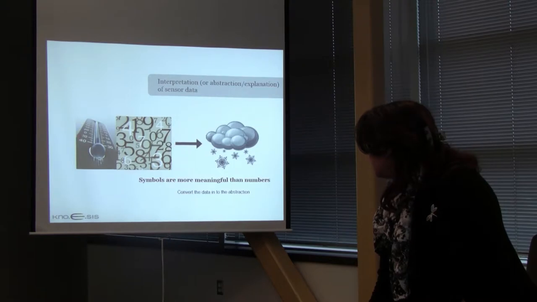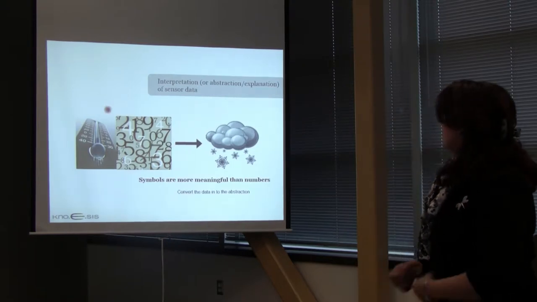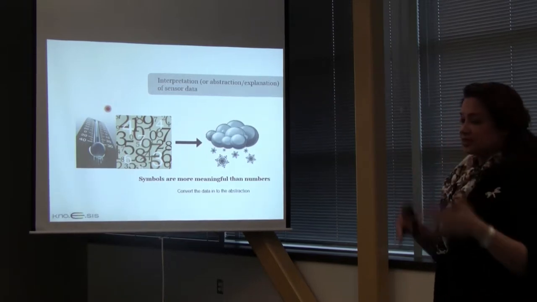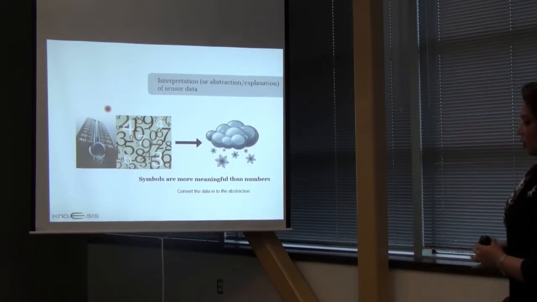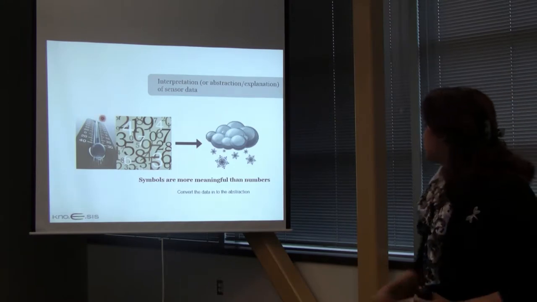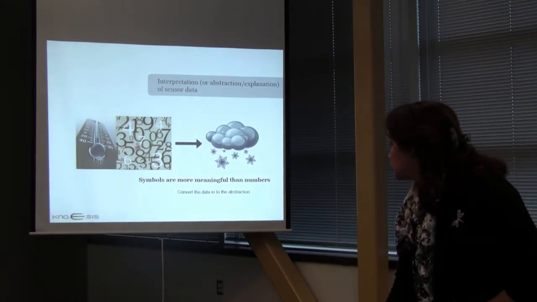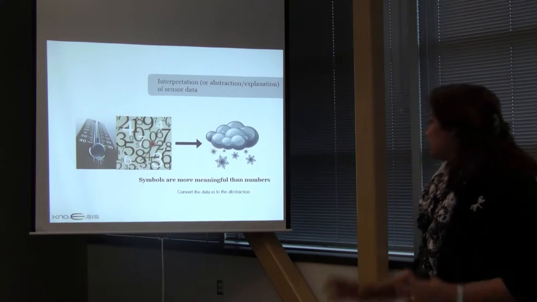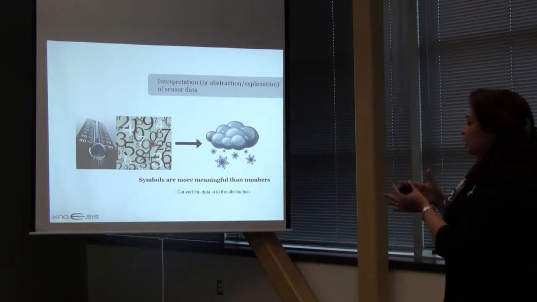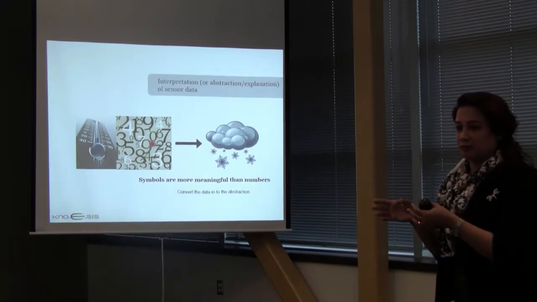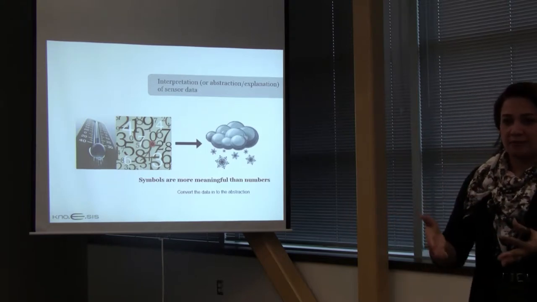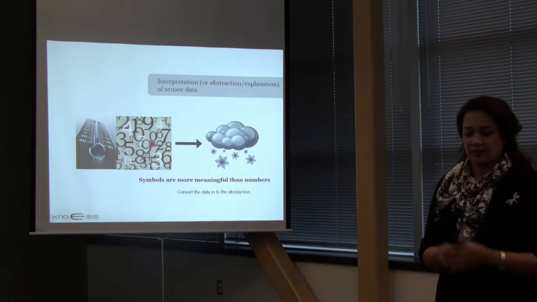Here is an interpretation or abstraction or explanation of sensor data. So here it is using symbols, which are more useful than numbers. You can see symbols are more meaningful than numbers. So what happened here? Converting the data into an abstraction, something meaningful to the human. Let's say now outside it's raining. We have examples of this on a slide.